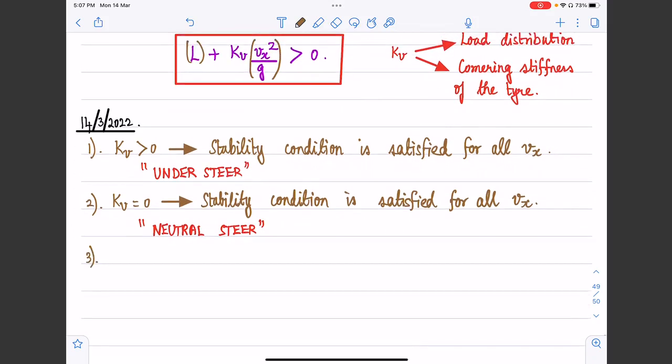Now, the interesting case comes about when kV is less than 0. When kV is less than 0, things become a little bit interesting, okay? So let us now figure out what happens when kV is less than 0. So let us essentially take kV as minus the absolute value of kV. Okay, so I'm just representing it like this.